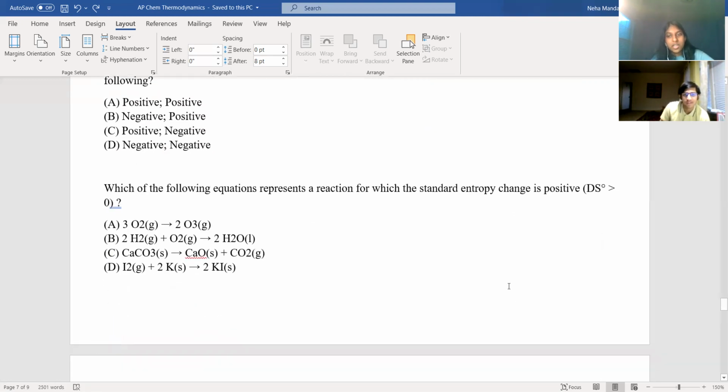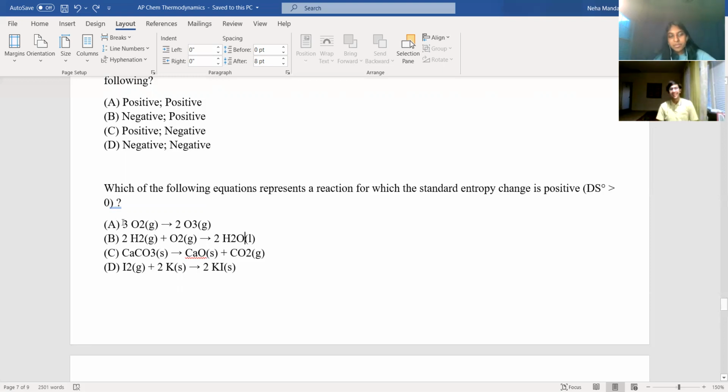Sure. So the standard entropy change is positive. This should be pretty easy, I think. Like I said, I just look at gas and liquid. So this is going from gas to liquid, so that's negative, negative disorder. And then this is going from solid to solid and gas. So that's good. And then we have gas and solid to solid. That's bad.